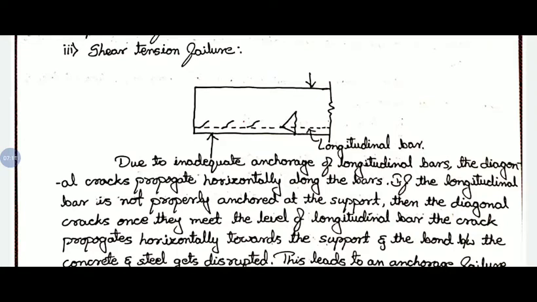The strength of the bond reduces and the concrete and steel will get disrupted. So this leads to an anchorage failure, and this type of failure is called shear tension failure. So that's what anchoring is: if we are not provided sufficient anchorage, the failure will occur, and this is called anchorage failure.